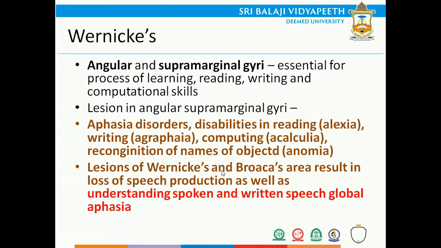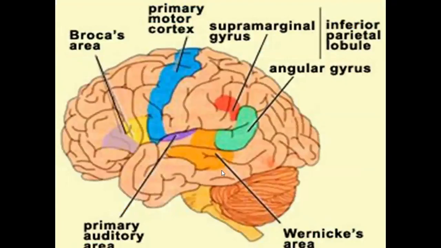Lesions of Wernicke's and Broca's area result in loss of speech production as well as understanding of spoken and written speech: global aphasia. So whenever there is a loss in the Wernicke's area, there are associated abnormalities of aphasia, alexia, agraphia, acalculia, and anomia. Aphasia is difficulty in talking. Disability in reading is alexia. Agraphia is inability to write. Computing senses are lost; this is called acalculia. Recognition of the names of objects, even known objects: I show you a tree and you're not able to identify it's a tree. Then it is anomia. Some basic things are lost. So this usually happens whenever there are lesions of the Wernicke's area.